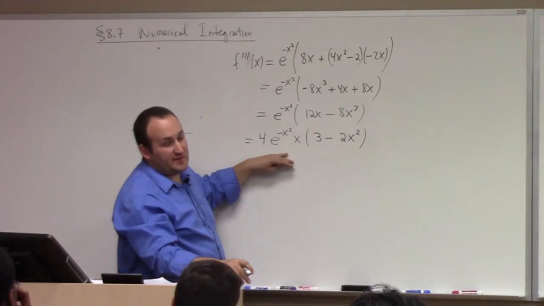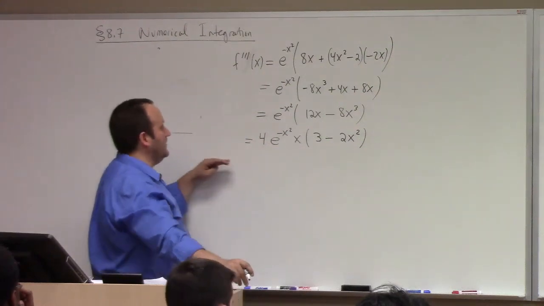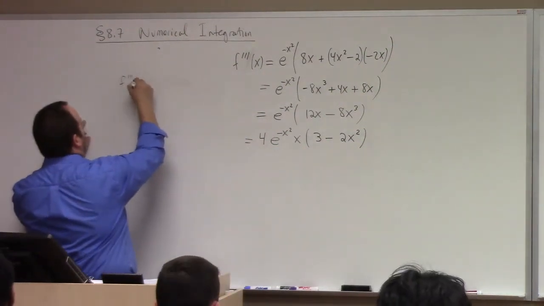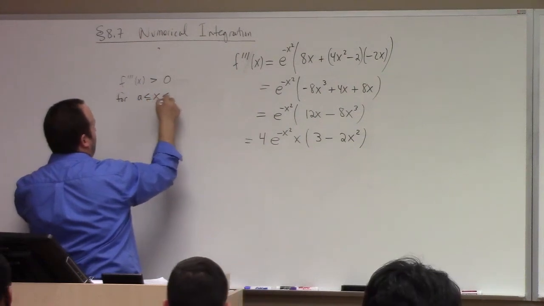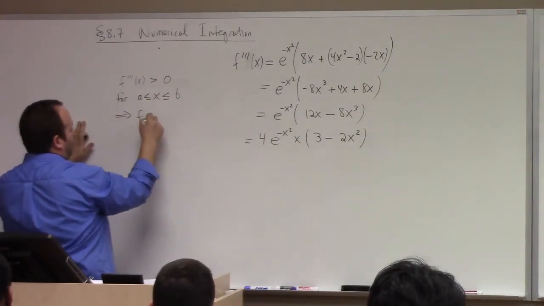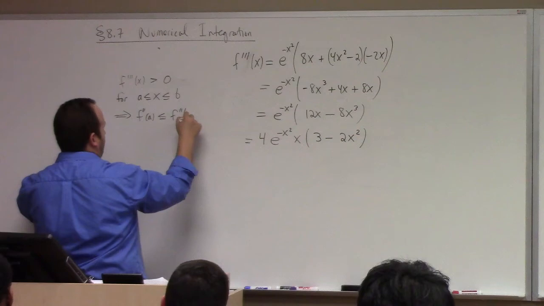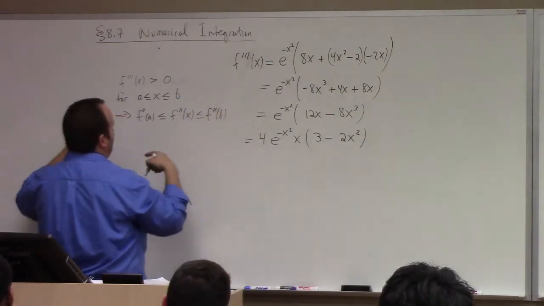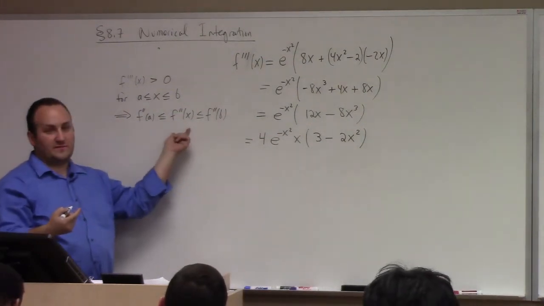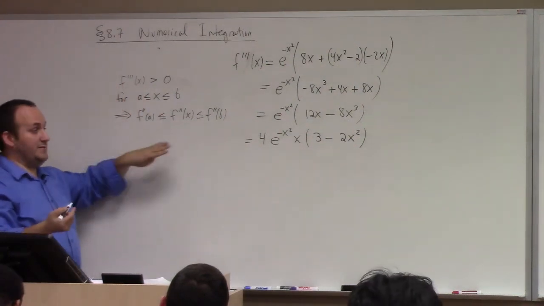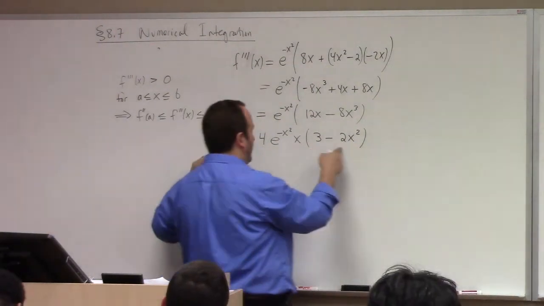Let's see here. So why am I after this? If I can show that the function is increasing or decreasing, that gives me a simple way of bounding it. Notice, if f'''(x) is greater than 0 for a less than or equal to x less than or equal to b, that tells me the second derivative at a is less than or equal to the second derivative at b. That tells me the second derivative is an increasing function. So the values of the second derivative at the endpoints bound the second derivative if the third derivative is positive. Now, I don't know if this third derivative is straight up positive on the integration region we're looking at. I'm not sure yet. I have to figure it out.